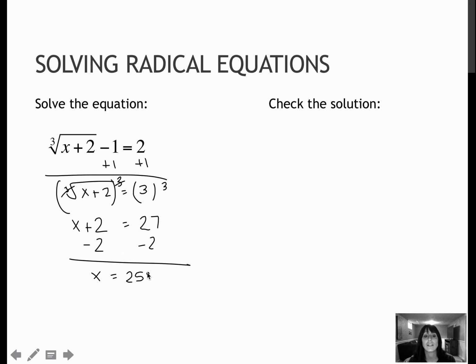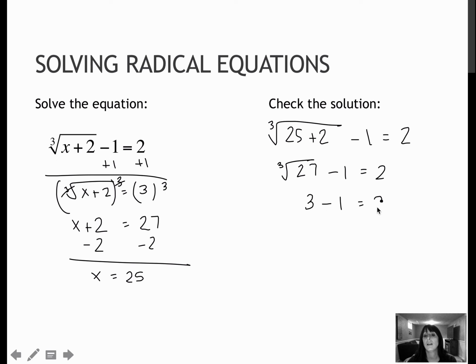Now let's take a look to see if we end up with an equation that works. So I'm going to check the cubed root of 25 plus 2, minus 1. Does that equal 2? 25 plus 2 is 27. The cubed root of 27 is 3. And 3 minus 1 is 2, and so it checks out.